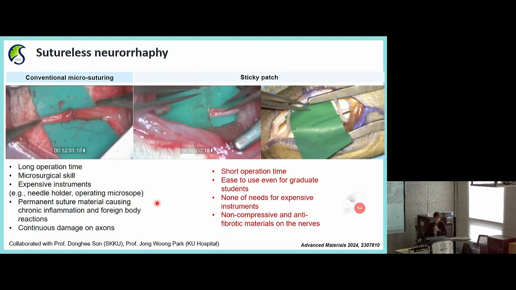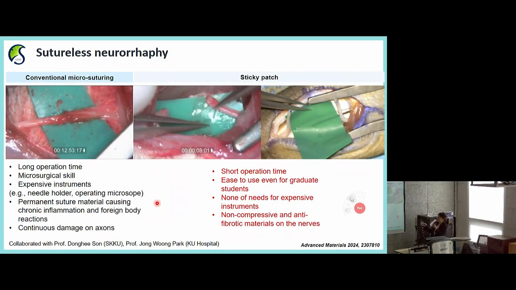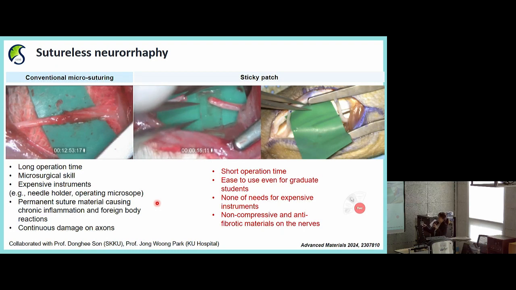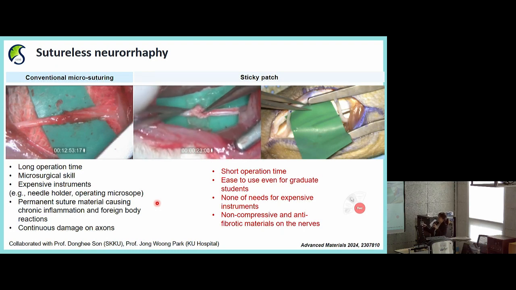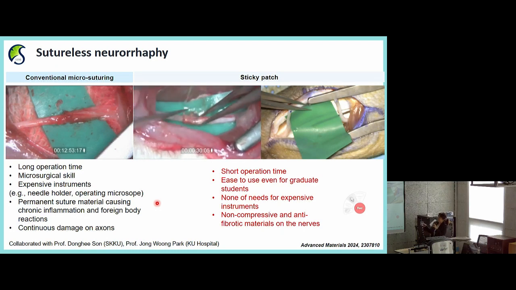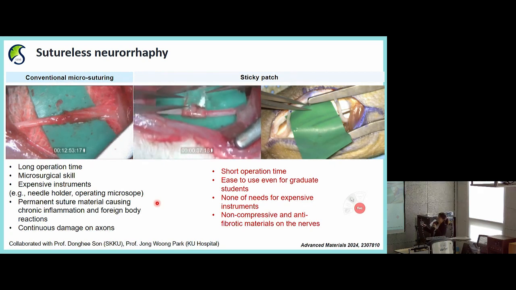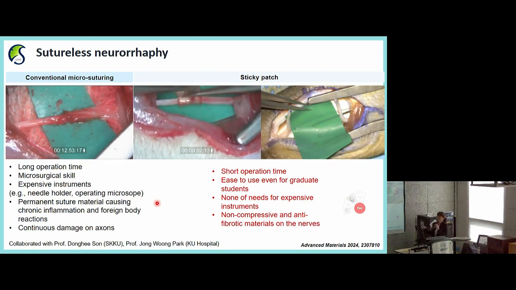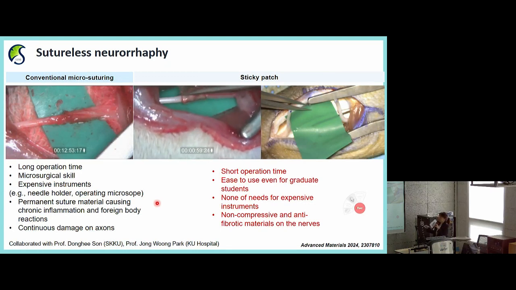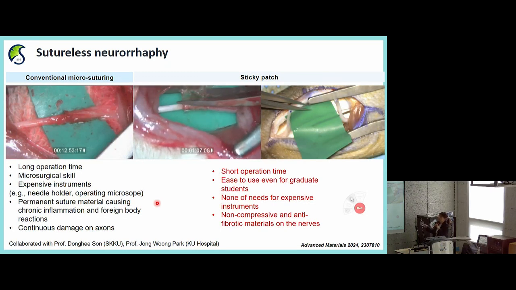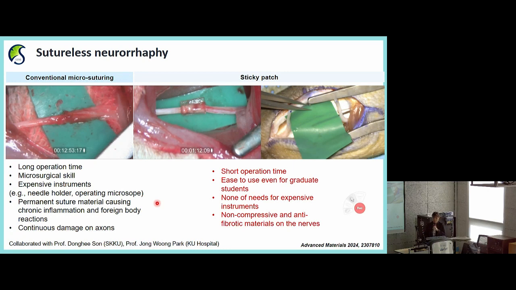But if we use this transparent patch, the whole procedure is simply that the nerve is applied on the patch and then wrapping and cutting. That's the whole process for the nerve connection. And it takes just 1 minute. This is the rat sciatic nerve model, so they have a diameter of 2 millimeters or 2.5 millimeters.